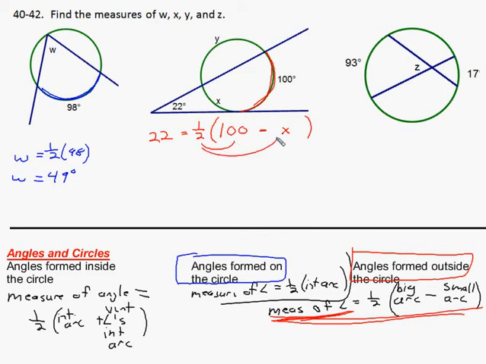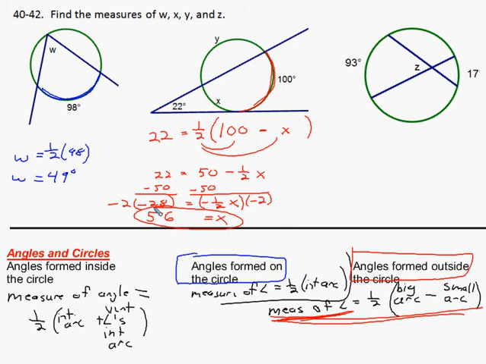So we'll distribute the 1/2. We get 22 equals 1/2 times 100 is 50, and then 1/2 times x is just half x. We'll go ahead and subtract 50 from both sides. 22 minus 50 is negative 28 equals negative 1/2 x. And then we want to get rid of that negative 1/2, so we're going to multiply both sides by negative 2. And on our right side, we just get x, and on the left side, negative 2 times negative 28 is positive 56.